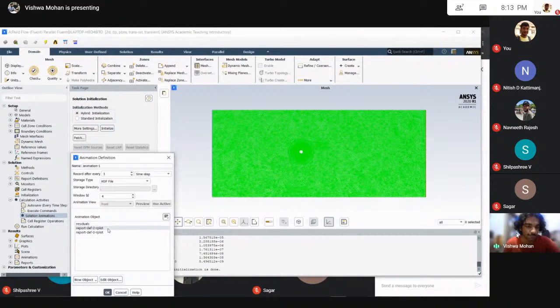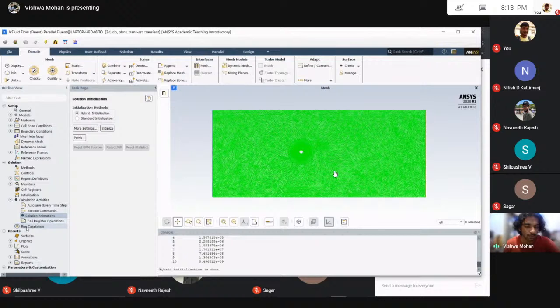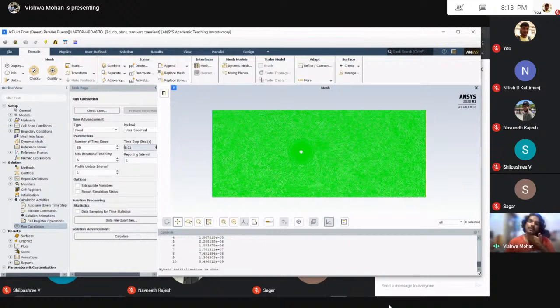You can look at solution animations, based on different graphs that you get. We'll leave this for now. And any questions, guys, just put them in, and I'll try to answer once the solving starts. So yeah, okay. Now this thing. How you want to compute your simulation. So basically I'm looking for 50 time steps and 5 iterations maximum I'll give for each time step, and the time step size is 0.01 seconds, and the reporting interval is 1, and this is also 1. Everything is suggestive, and let's just hit calculate.